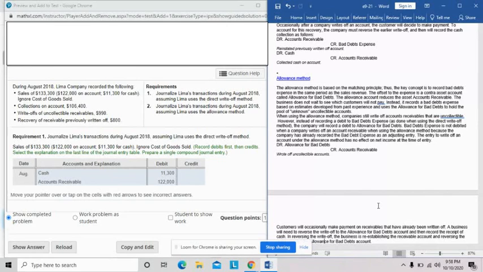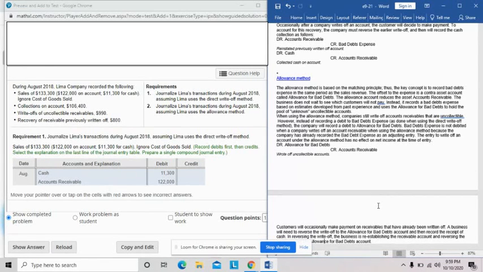When using the allowance method, companies still write off accounts receivable that are uncollectible. However, instead of recording a debit to bad debt expense, as done with the direct write-off method, the company will record a debit to allowance for bad debts. Bad debt expense is not debited when a company writes off an account receivable when using the allowance method because the company has already recorded the bad debt expense as an adjusting entry.